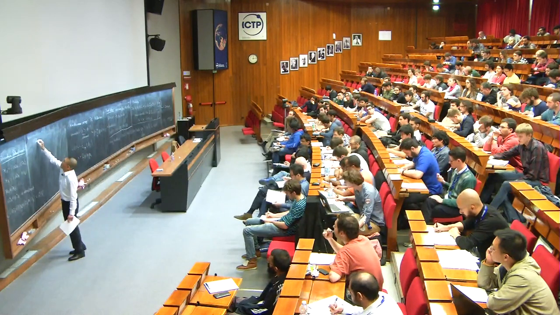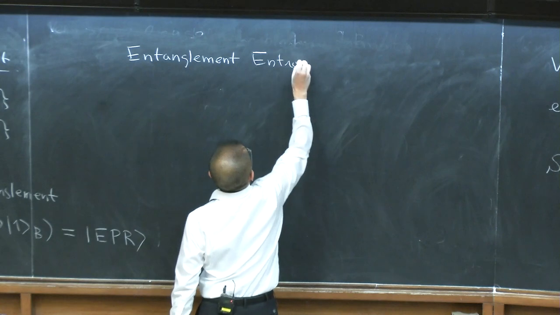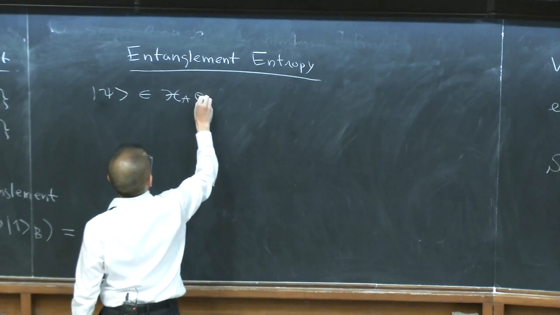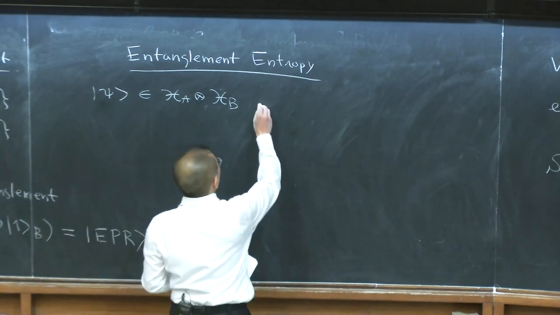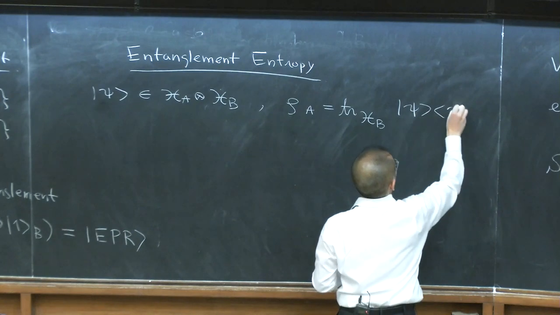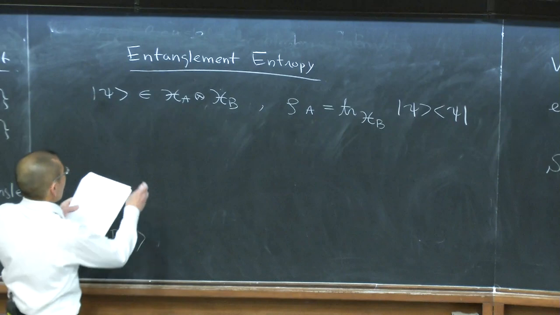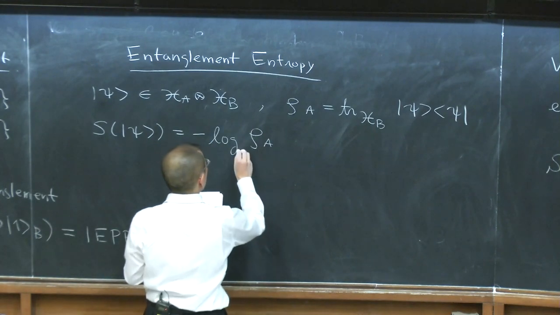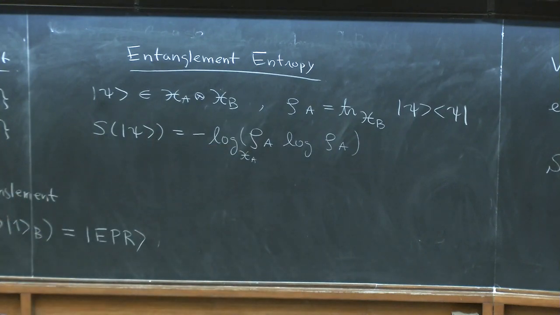So let me define entanglement entropy. Suppose you have a state in a tensor product of Hilbert spaces, and you want to find out how much entanglement between A and B this particular state is causing. For that, we first evaluate what is called the partial trace of this state: you start with this pure state density matrix, and you take the trace over the Hilbert space of B. Then you obtain some state which is acting on the Hilbert space of A, and then you compute the von Neumann entropy for this density matrix in the Hilbert space of A.